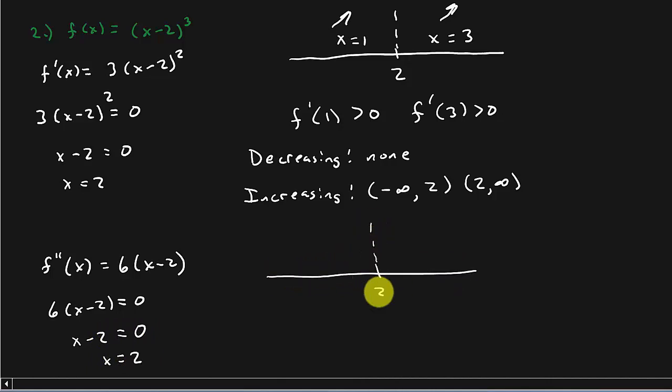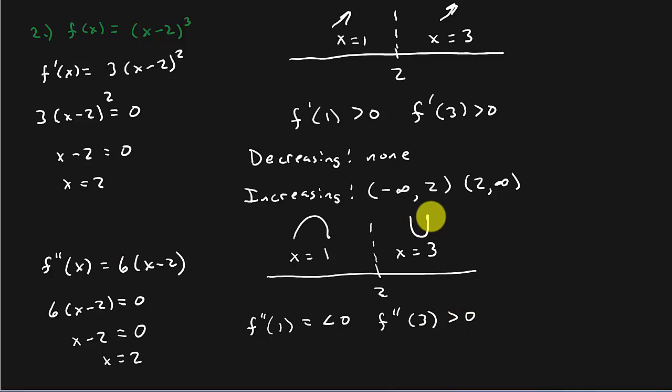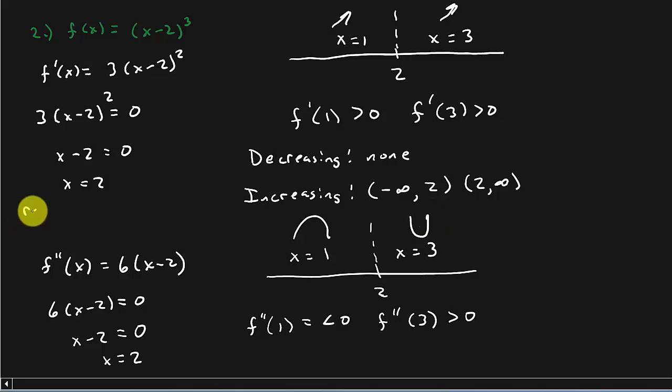And so we've got a 2 here, and I can choose x equals 1, x equals 3. So f double prime of 1: if I plug the 1 into here, that's a negative times a positive, which is negative. That's concave down. And f double prime of 3, that's a positive times a positive, which is positive, so that's concave upward.